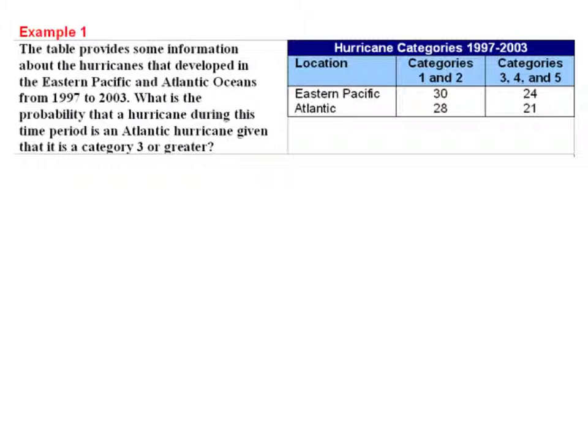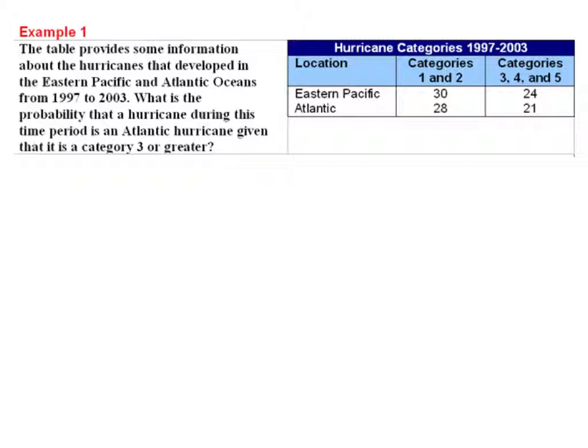Let's take a look at a first example in which a table provides some information about the hurricanes that developed in the eastern Pacific and Atlantic Oceans from 1997 to 2003. We want to find the probability that a hurricane during this time period is an Atlantic hurricane given that it is a Category 3 or greater.